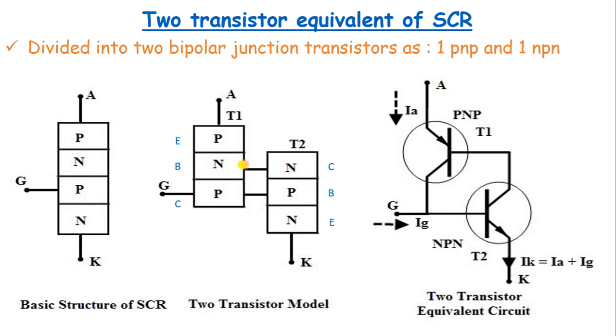Now we can go for assigning the terminals to the PNP and the NPN transistors. On taking this PNP transistor, this P material is equivalent to the emitter terminal, this N material is equivalent to the base terminal, this P is the collector terminal. Coming to the NPN transistor, this is the emitter terminal, this P material is equivalent to the base of the NPN transistor, then the collector of the NPN transistor is given by this N-type material. So this is the 2 transistor equivalent of SCR by means of the constructional diagram.